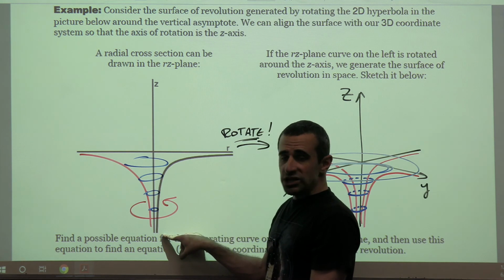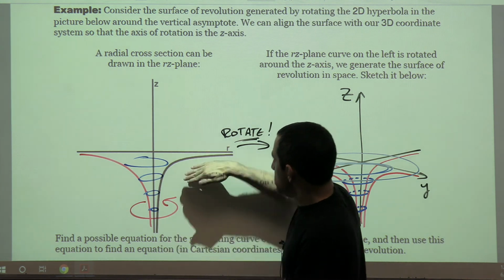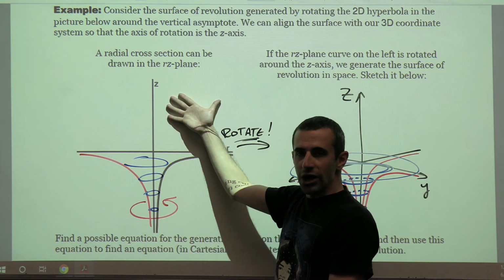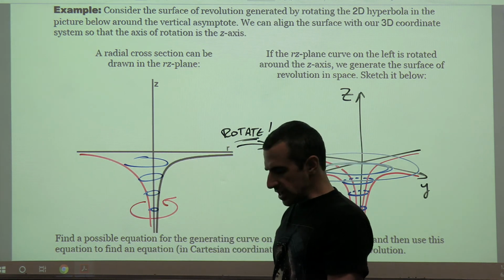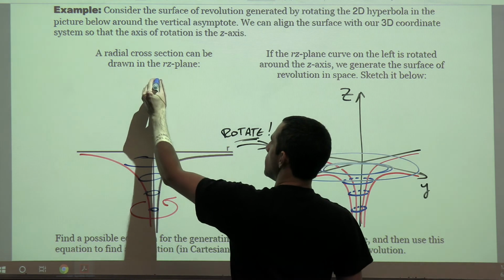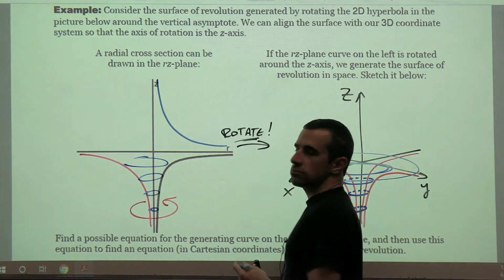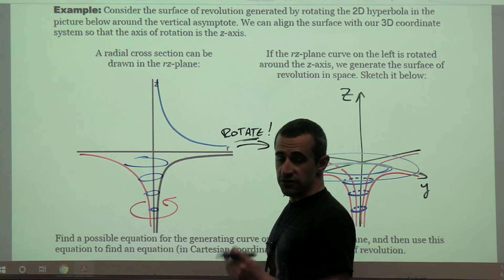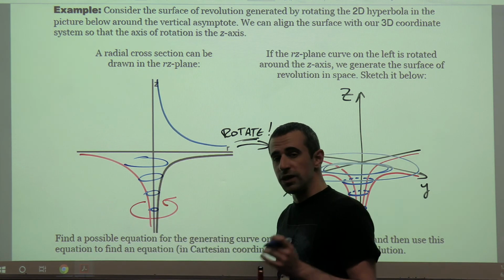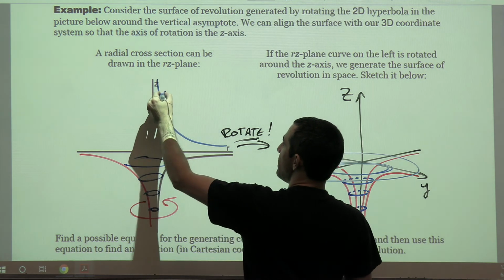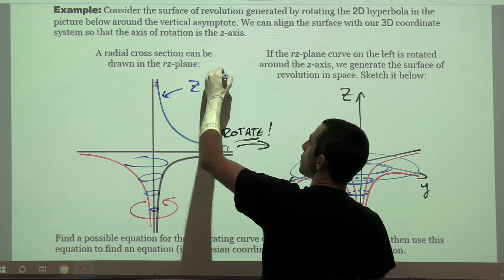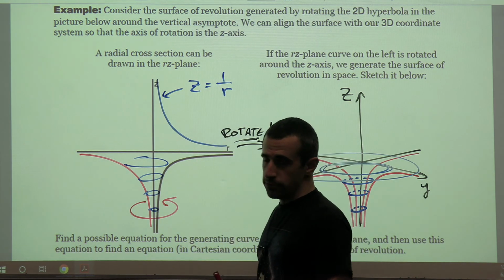This branch of this hyperbola is the mirror image of the branch that is in the first quadrant. So do you remember how to come up with the equation of this curve right there? This curve up here is a very familiar type of curve. It's called the reciprocal function. That curve up there has equation z equals 1 over r, for example.